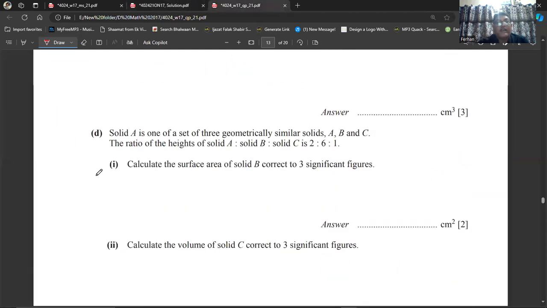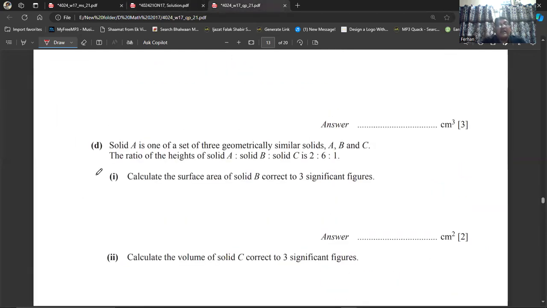Okay, so question number 8 and its D part. He says solid A is one of a set of three geometrically similar solids, A, B, and C. The ratio of the heights of solid A, solid B, solid C is 2:6:1. The ratio of the heights is given. Calculate the surface area of the solid B correct to two significant figures. We know the surface area of the solid A. We know its height ratio with B. We can find the surface area of B also.